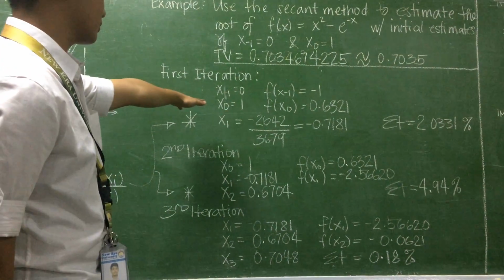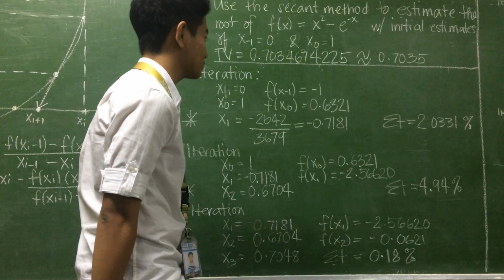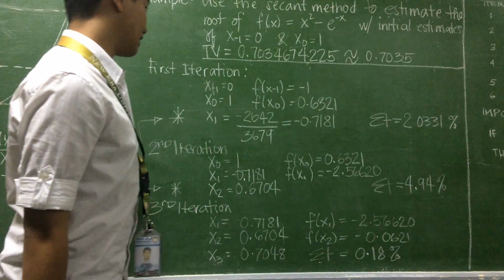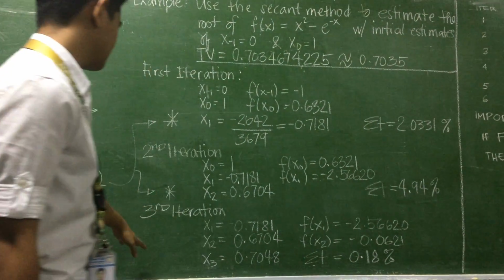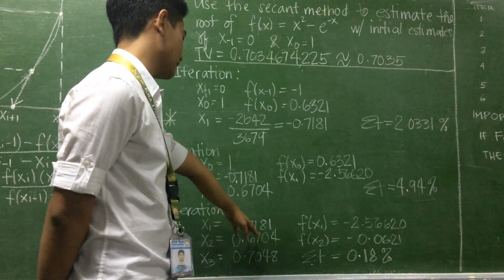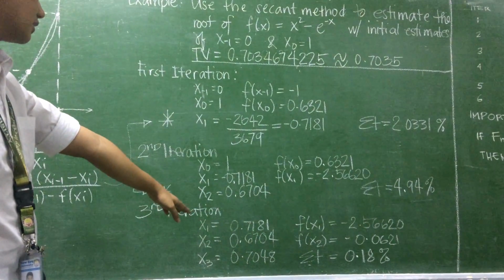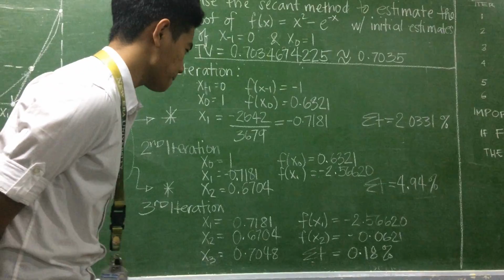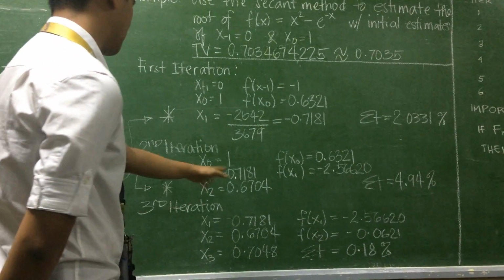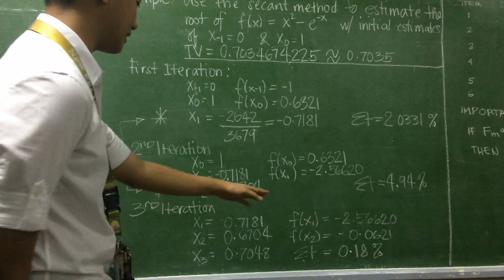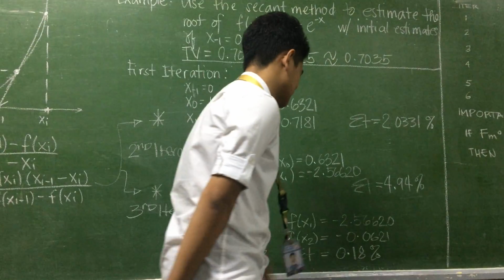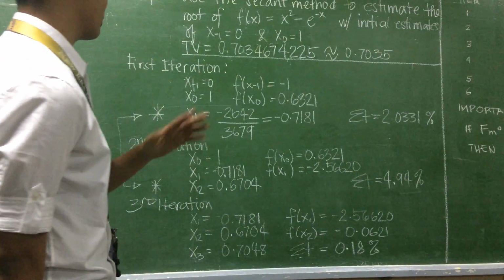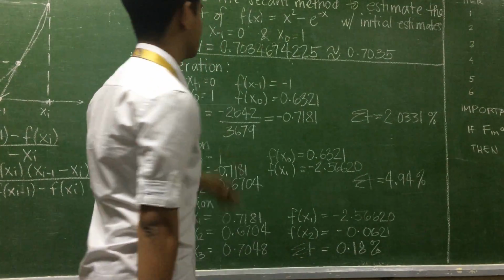Now, we are going to do the third iteration in order for us to get the approximated value of x that is very near to the true value. Third iteration: x1 is equal to negative 0.7181, x2 is equal to 0.6704, x3 is equal to 0.7048. And by manipulating the equations and values, we get the relative error to become as low as 0.18%. And if we continue the iteration, we will be much closer to the true value. That's the secant method.